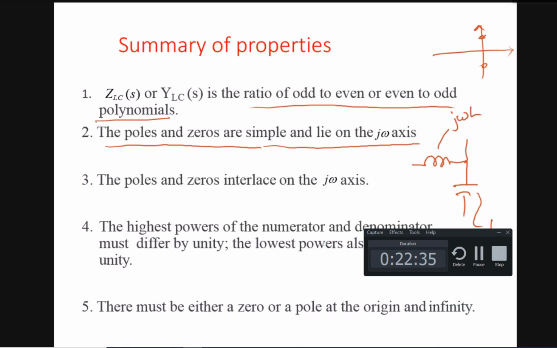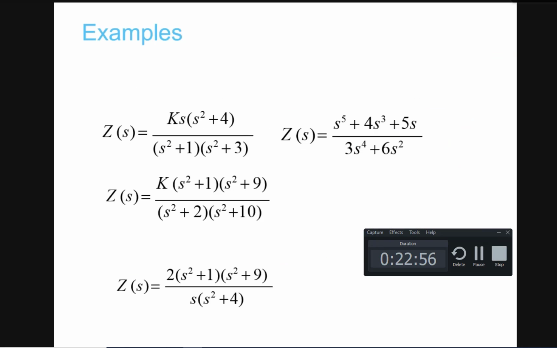And the highest powers of the numerator and denominator must differ by unity. This is the essential condition. And the lowest powers also must differ by unity. So there must be either a zero or a pole at the origin and at infinity. So these are the basic properties of the immittance function of LC circuits, and examples are given here.